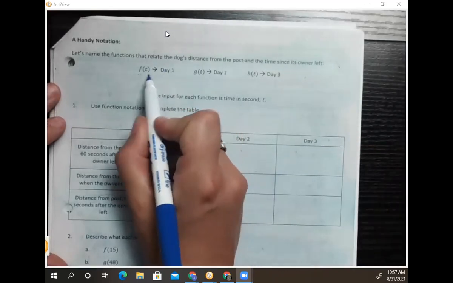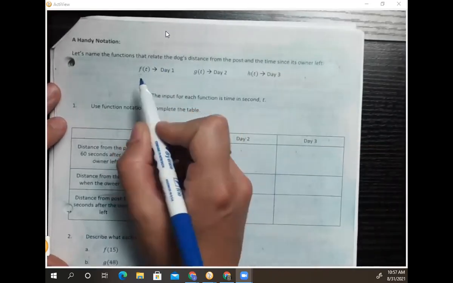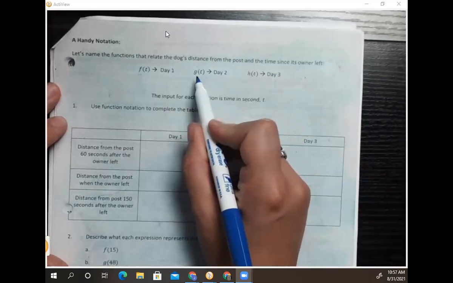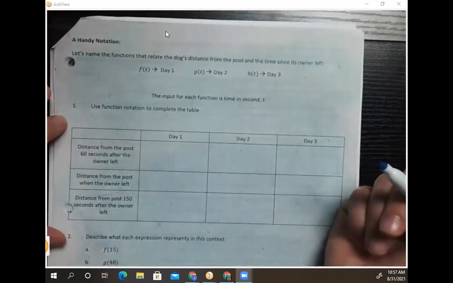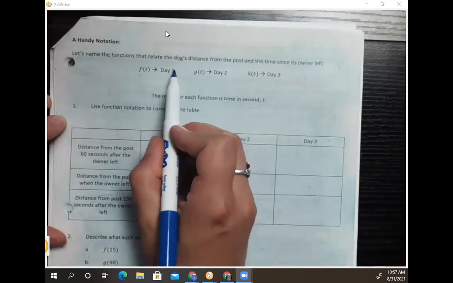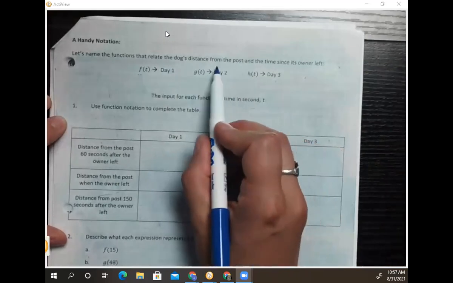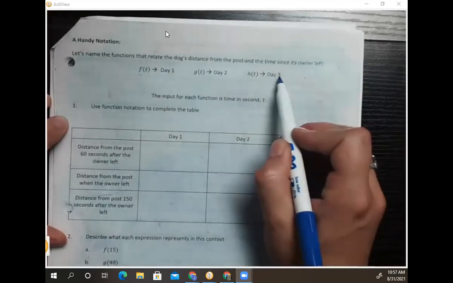And now, instead of having to say on day 1, on day 2, on day 3 each time, we're going to give some notation to each of these different days. So day 1, we're going to call f of t. Day 2, we're going to call g of t. And day 3, we're going to call h of t. Okay? So anytime I talk about day 1, I'm going to use f. Anytime I talk about day 2, I'm going to use g. And anytime I talk about 3, I'm going to use h. Okay, it's sort of like an abbreviation, this notation that we're going to use here.